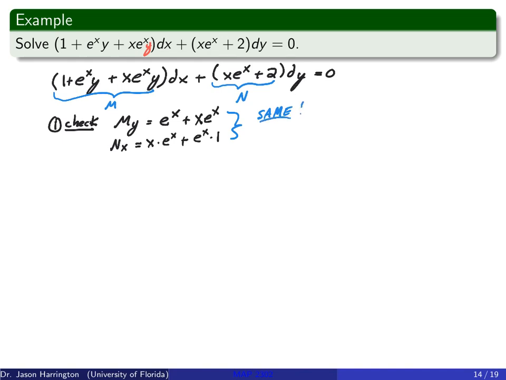So what that tells us is that the derivative of m with respect to y is the same as the derivative of n with respect to x. So it is exact, and we can finally solve it, which is pretty cool, right? I found that y. All right, so now let's just go ahead and integrate both terms respectively. So for the first, I want to integrate m with respect to x.